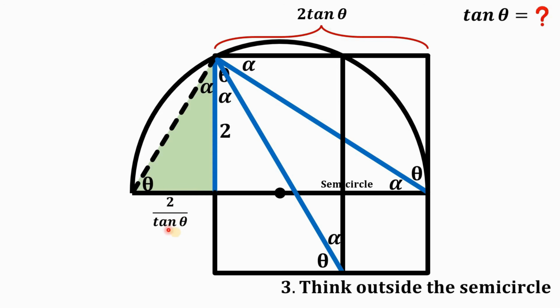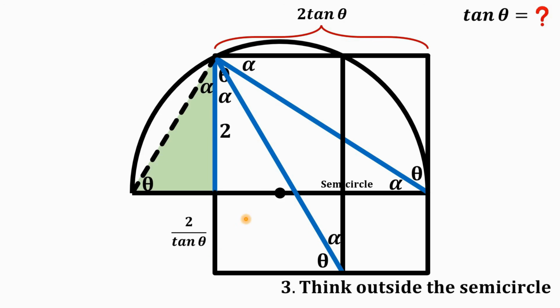Focus on this segment, 2 over tangent of theta. By symmetry of our figure, this segment right over here is also equal to 2 over tangent of theta. And take note, this figure on the bottom right corner is simply a square. In short, all of its sides simply equal 2 over tangent of theta. Now, since this is a rectangle, this segment right over here simply equals 2 over tangent of theta.